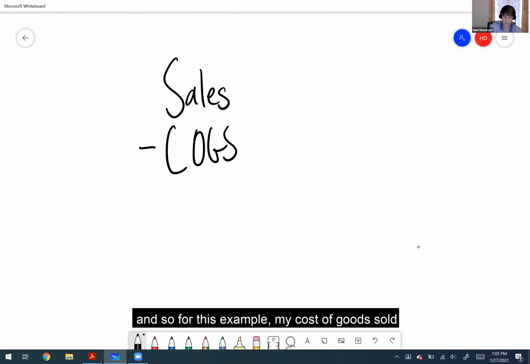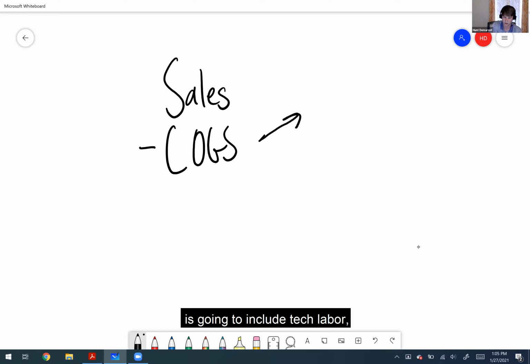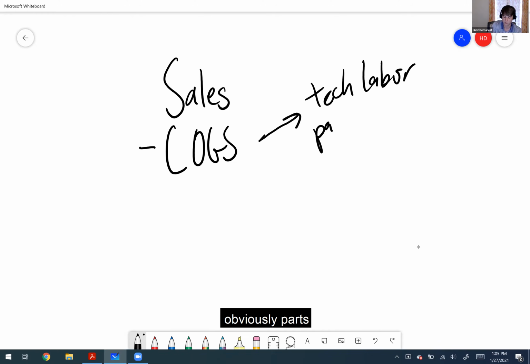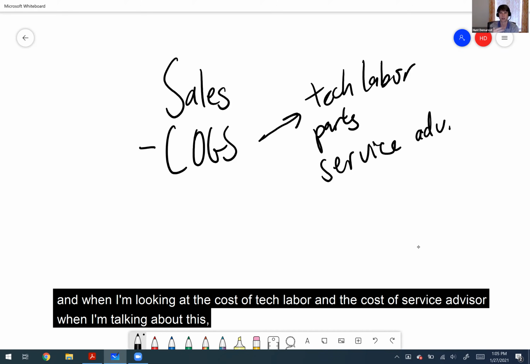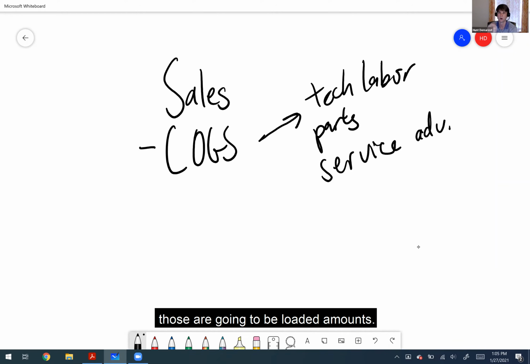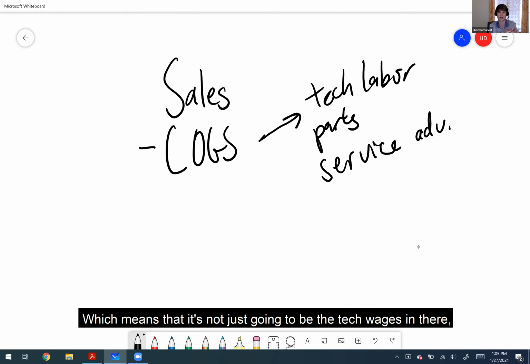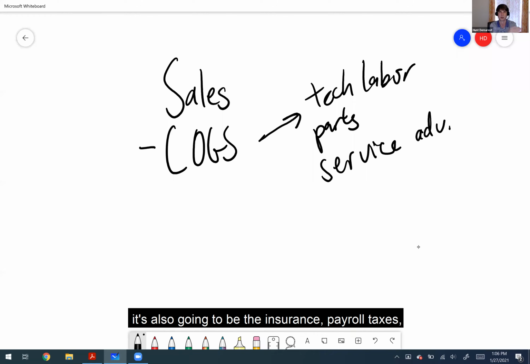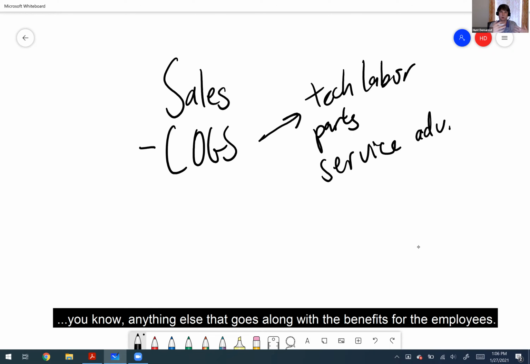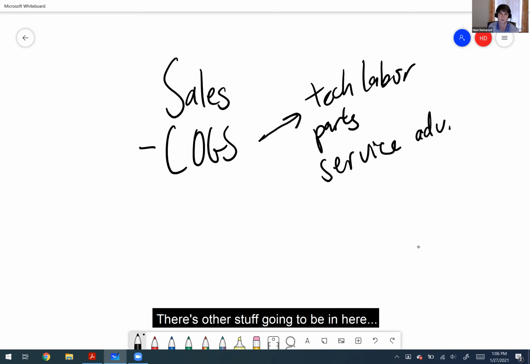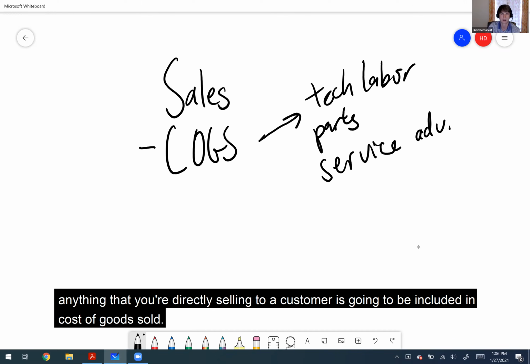For this example, my cost of goods sold is going to include tech labor, obviously parts, and also service advisor. The cost of tech labor and service advisor in the example that I show are going to be loaded amounts, which means it's not just the tech wages, it's also the insurance, payroll taxes, anything else that goes along with the benefits for the employees. There's other stuff in here too: sublet, shop supplies, anything that you're directly selling to a customer is going to be included in cost of goods sold.